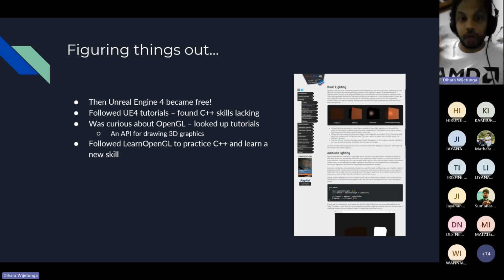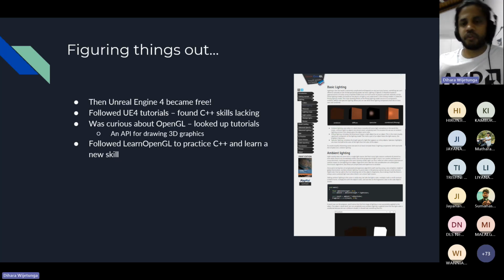So I looked up some tutorials for Unreal Engine 4. And while doing those, I realized my skills in C++ were completely lacking. I didn't even know what a pointer was, basically. I didn't understand any of the concepts. I wasn't fully skilled in C++, because Unreal Engine 4 uses C++ as the scripting language. So I wanted to brush up on my C++ skills outside of Unreal Engine.